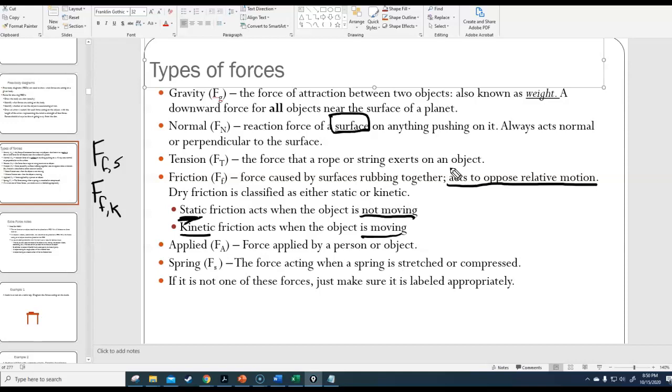So for example, if there's a rocket blasting off, and there's a force from the rocket, that's not one of these forces. And so I'd probably just label it F_rocket, or something that makes sense in the context of the situation. Again, this is not every single force you might encounter. If it doesn't really fit into the categories we talked about before, just give it a name and a label that makes sense. Okay, so pause there and make sure you've got that in your notes.